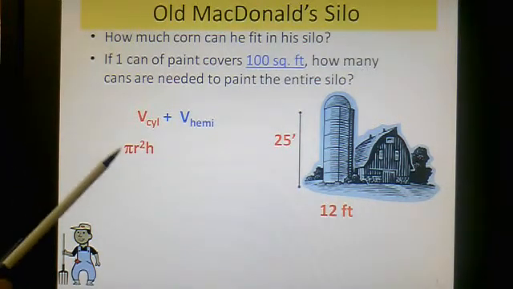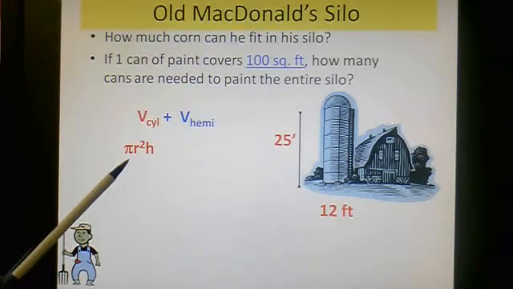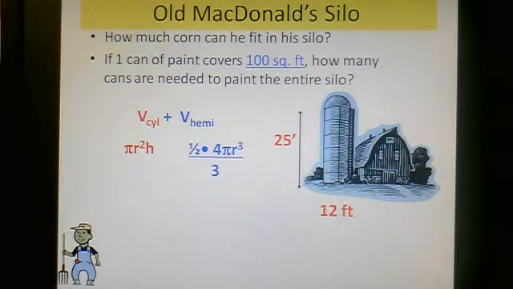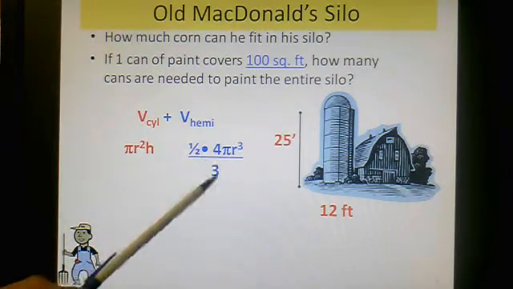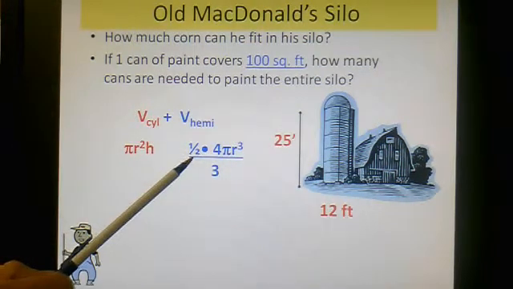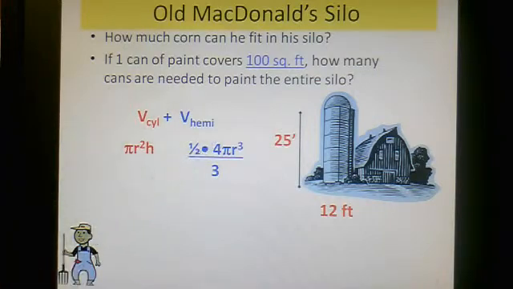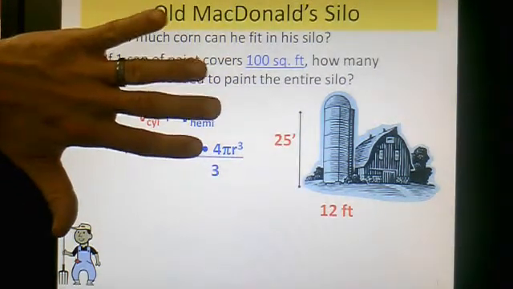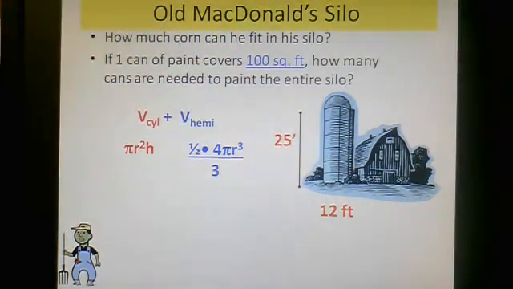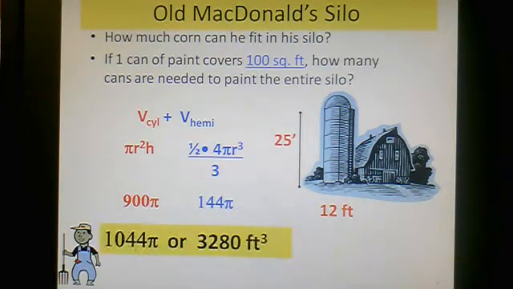Volume of a cylinder is base area times the height. Of course, the base area is a circle, so that's pi r squared times the height. And the volume of a hemisphere is that 4/3 pi r cubed. We want to take half of that. So you could do 2 pi r cubed and divide by 3 if you want. Or you could just do that part of the equation and then divide it by 2 at the end. Either way works. Like I said, good time to pause. You should end up with around 3,280 cubic feet of corn.